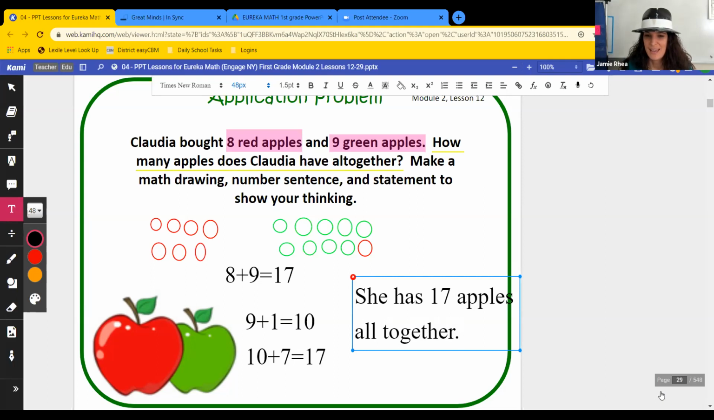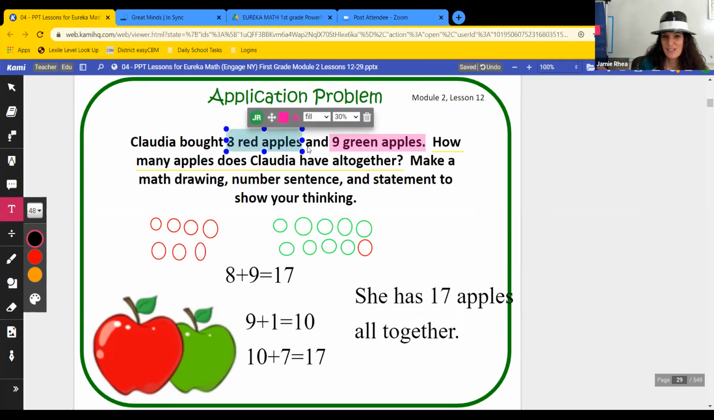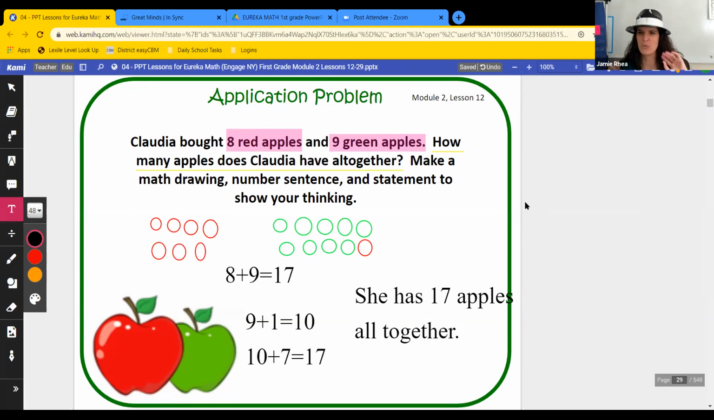Period. Okay, now we are done solving our problem. We made our math drawing, we wrote a number sentence, and we made a statement. And now we know that she has 17 apples all together. Great job, guys. I hope this helps seeing it on your screen instead of me doing it on my board where it's tiny. I'm going to stop for a second and pause so we can get ready for our video. Please make sure your board is nice and clean because we are getting ready to use our board really well. And I will be back in a flash.